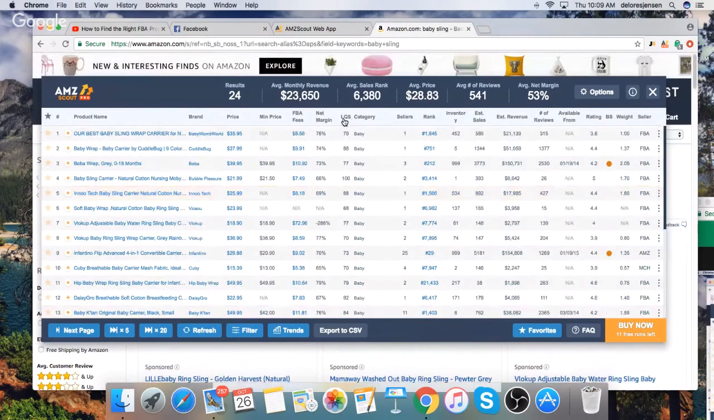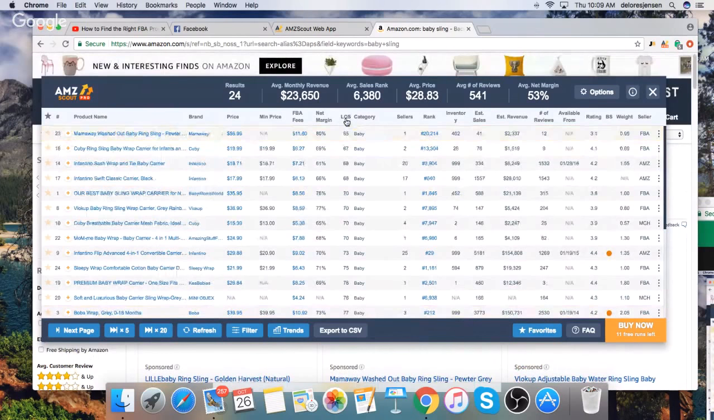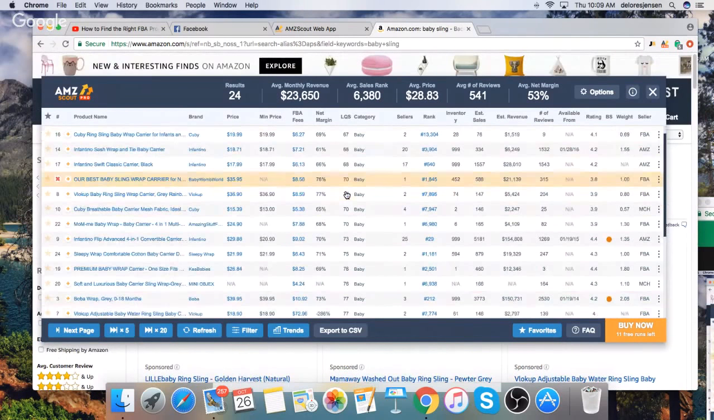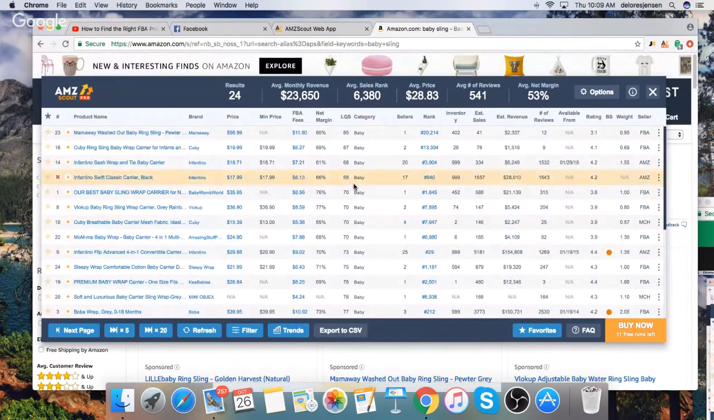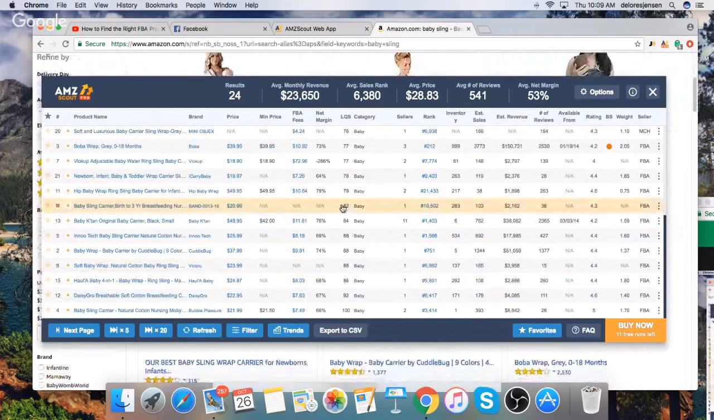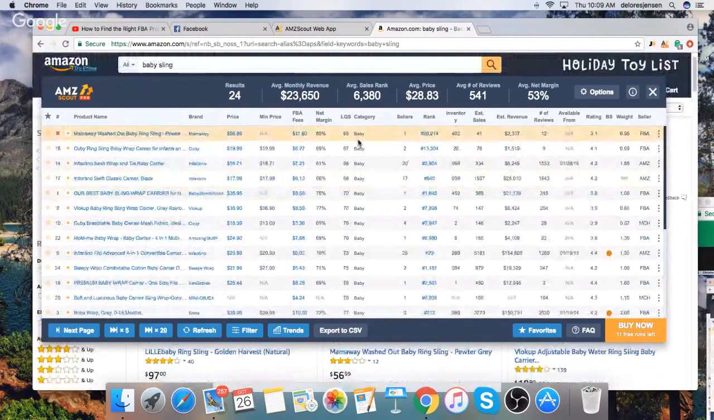And you can even sort, like if I click by listing quality here at the top, now we can see the worst listings, how many lower listings there are compared to higher listings. So that's pretty cool too.